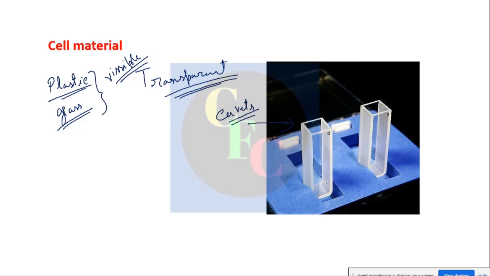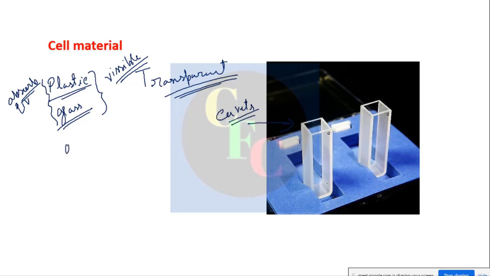Now this plastic and glass is suitable only for the visible region because they are transparent. Transparent, in terms of UV visible spectroscopy or spectroscopy as such, scientifically speaking, means that it does not absorb in that region, right? So glass and plastic do not absorb in the visible region, but they absorb in the UV region. So they are not suitable for UV spectroscopy.